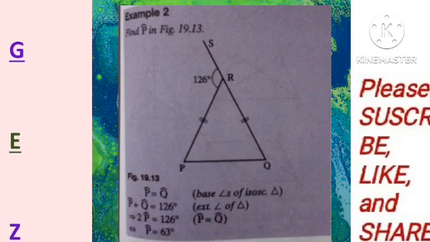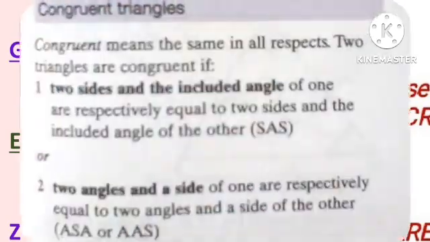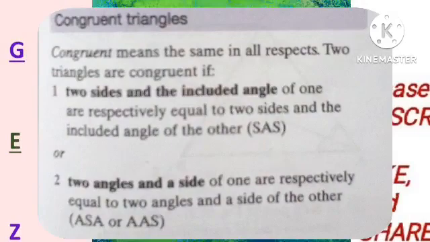That means P plus Q equals 126 degrees. But in this case, P is equal to Q. So that means P plus P equals 126. That means 2P equals 126 degrees. And then finally, when we divide both sides by 2, we have angle P as 63 degrees. So very simple. Now let's move on to congruency.